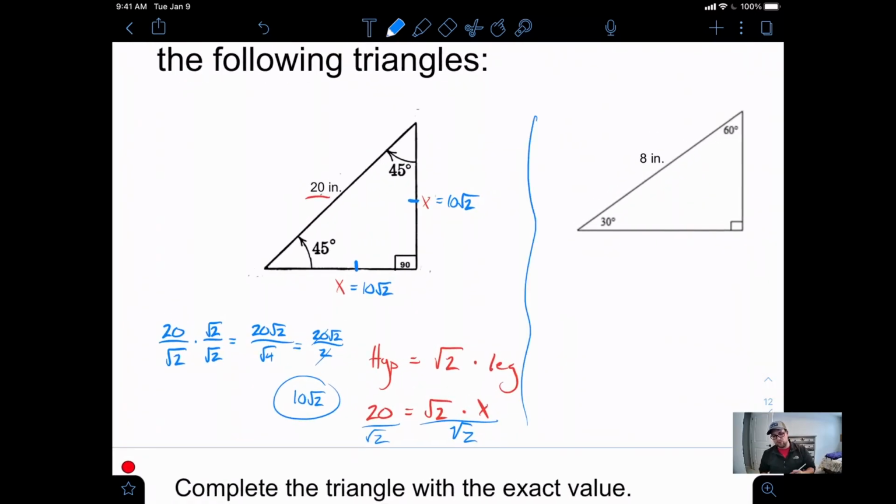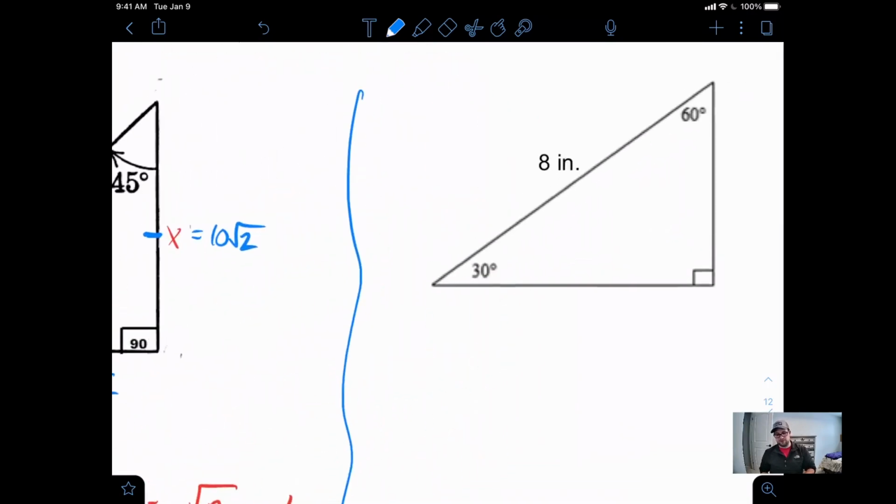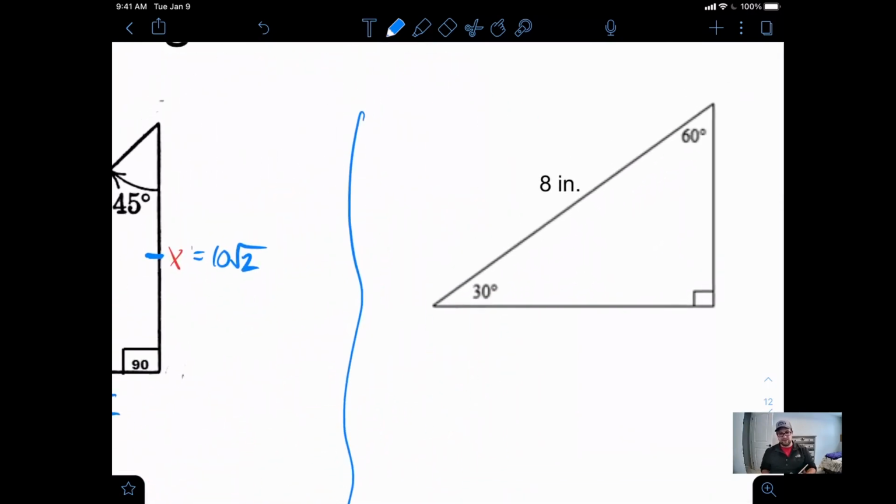Now as we move over here to this other triangle, this is a 30, 60, 90 triangle. We're being given our hypotenuse. What we should know about a 30, 60, 90 is that if we know the hypotenuse, dividing it by 2 will give us our short leg. So 8 divided by 2 means that our short leg is going to be 4.